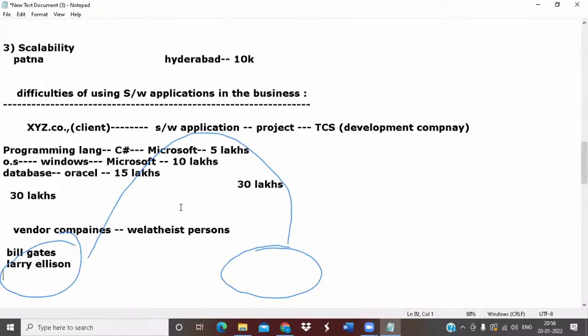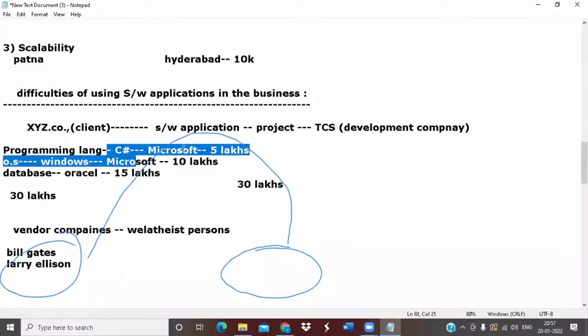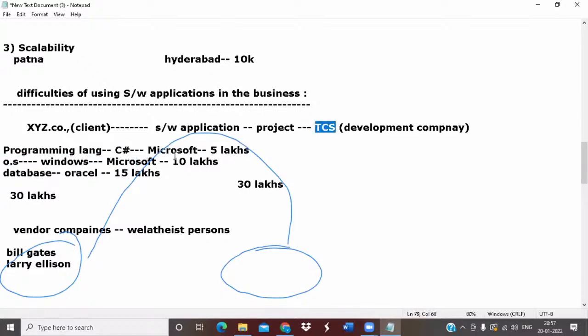Here my question is, TCS invested 30 lakhs. They purchased these three products from Microsoft and Oracle. Tell me, can TCS use these products lifelong, forever and ever? No, sir. They give the license up to a maximum of 4 to 5 years. After 5 years, again TCS needs to renew the software or renew the product. Yes or no? Or renew the license, I can say.